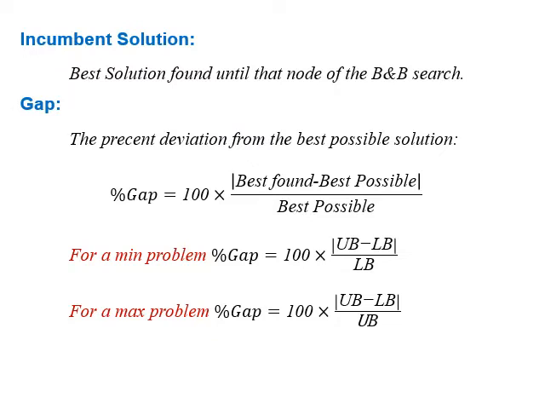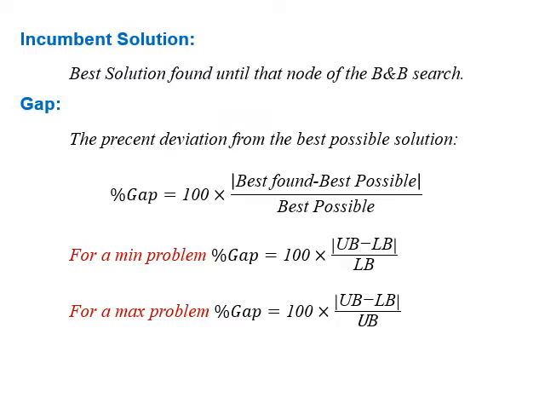Those percentages, in fact, show you the gap, which is this one. It shows you the percent deviation of the best found solution, which is the incumbent solution, from the best possible solution, which is the bound. If this is a minimization problem, best possible is your lower bound. If this is a maximization problem, best possible is your upper bound. And the lower and upper bounds are found from the relaxations, remember, or from parent bounds.